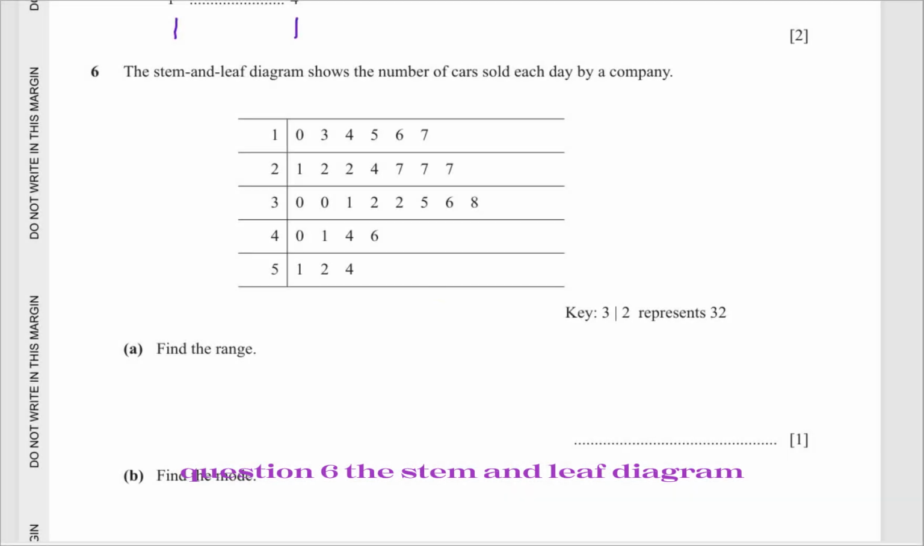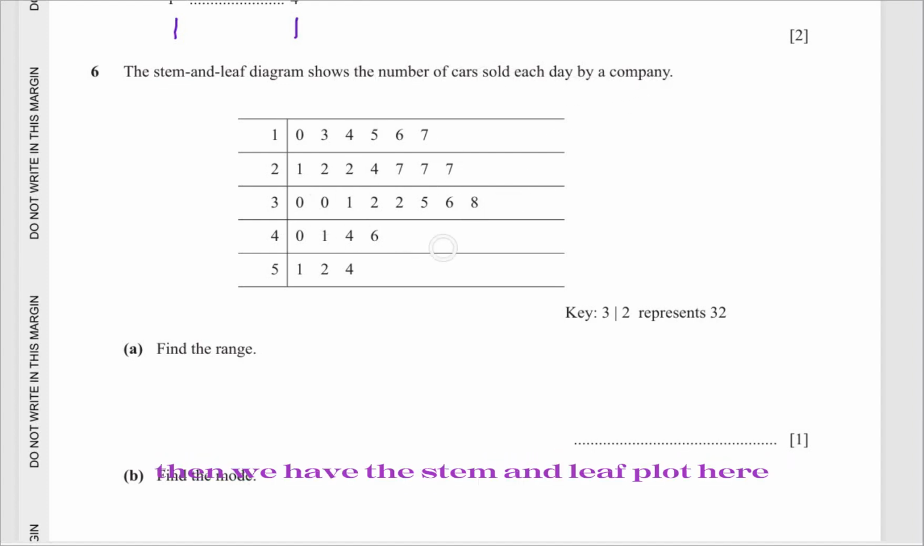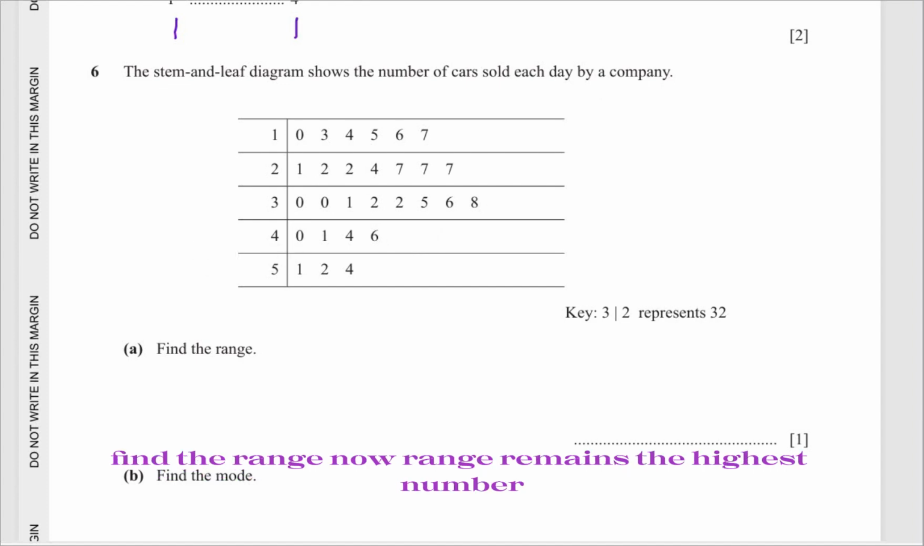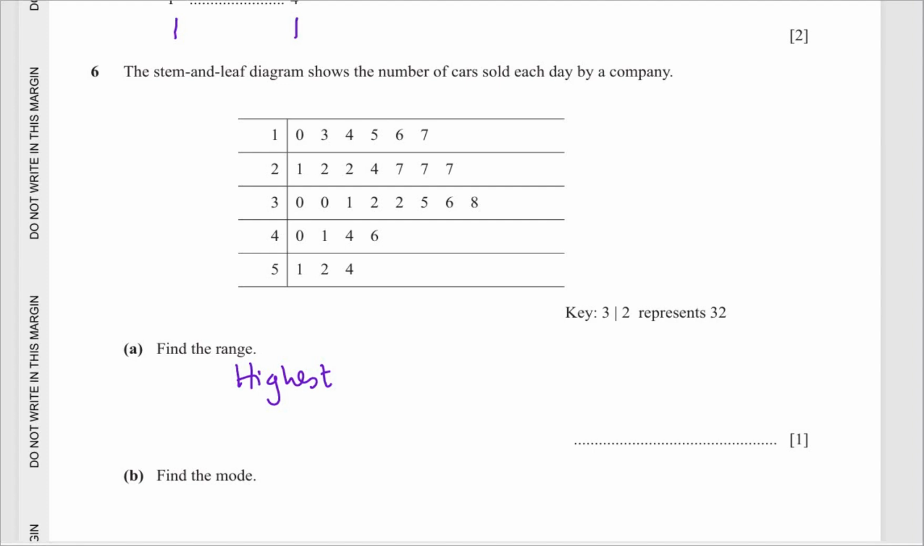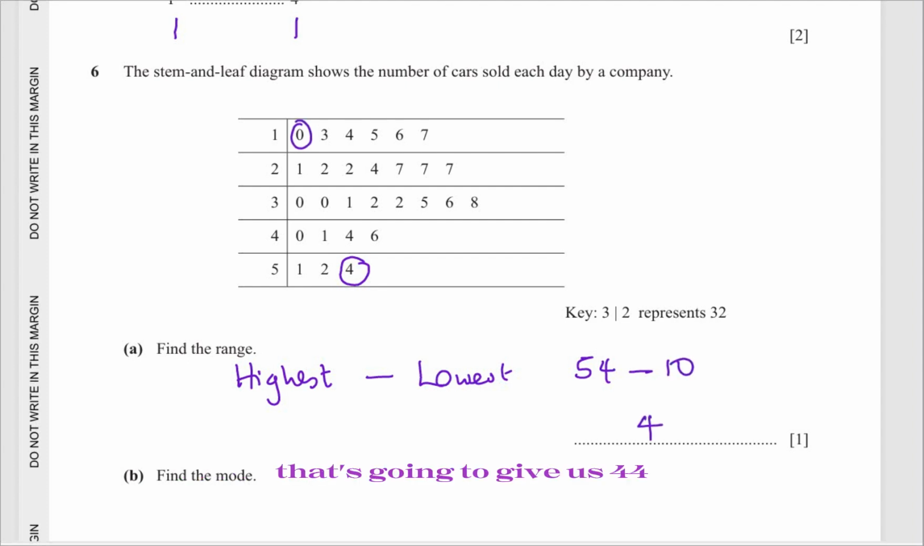Question 6. The stem and leaf diagram shows the number of cars sold each day by a company. And we have the stem and leaf plot here. Find the range. Now range means the highest number minus the lowest value. So this is the highest number, but remember it's a stem and leaf diagram, so this is not just 4 but 54. Minus, this is the least, that's 0, that's 10. That's going to give us 44.